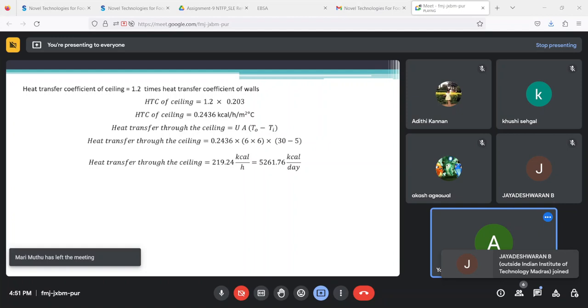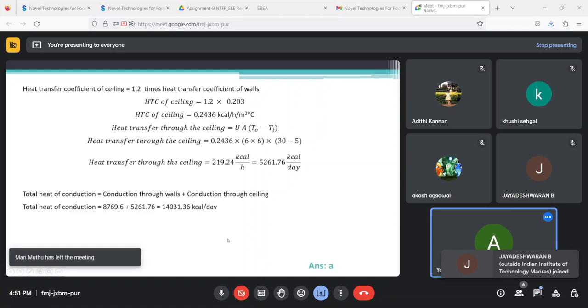So the overall heat transfer through the entire storage unit is equal to conduction through the walls plus conduction through the ceiling. So the conduction through the walls is what we calculated in the previous slide, which is 8769.6, and conduction through the ceiling is what we calculated right now. So the summation of this is 14,031.36 kilocal per day. So this is your heat load or total heat of conduction that is asked in the question. Answer is option A.